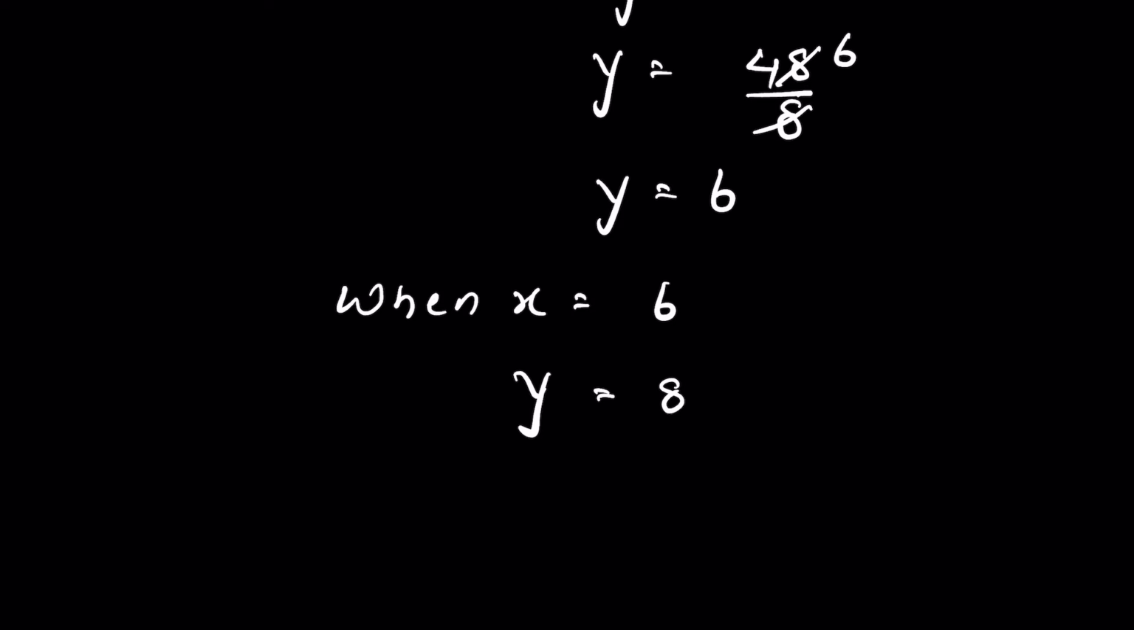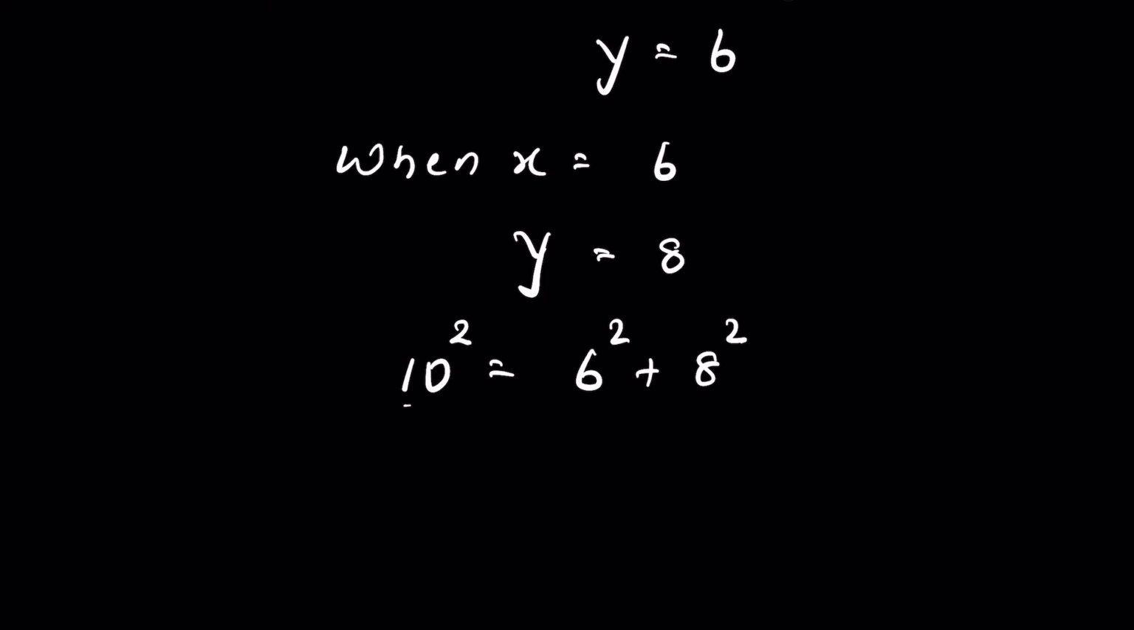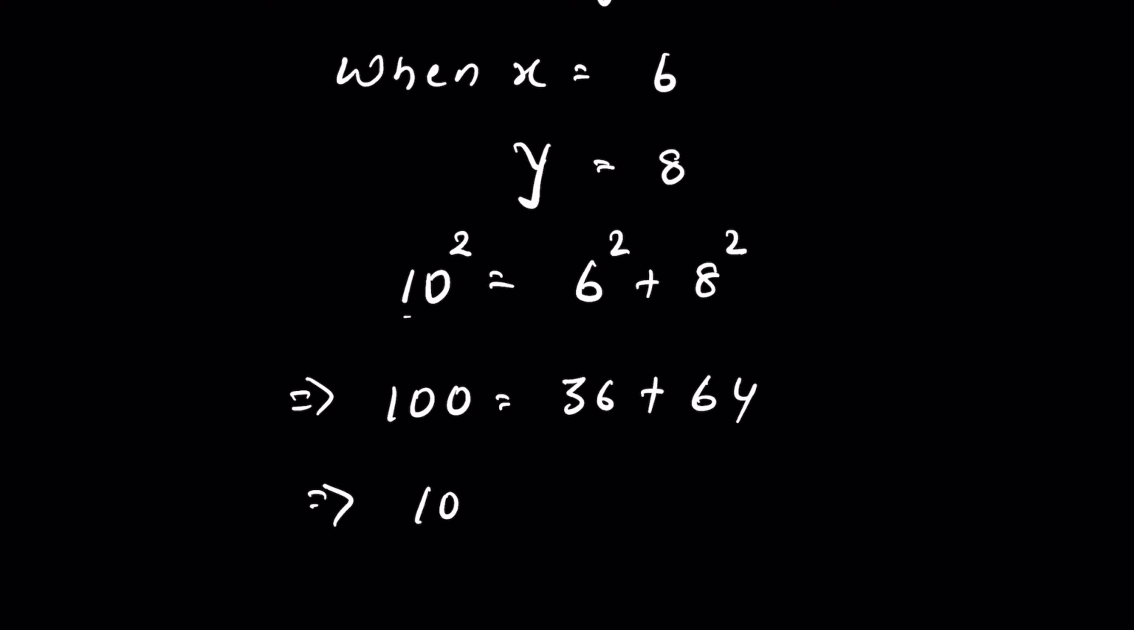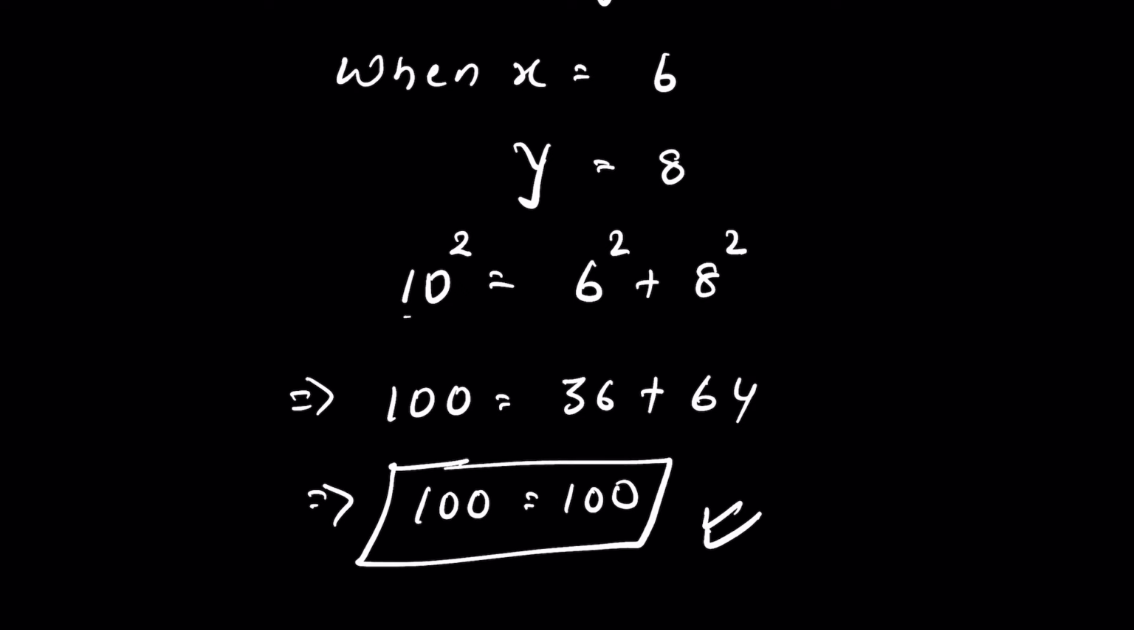We can verify. The diagonal given is 10 centimeter, or the hypotenuse of the right angle triangle is 10 centimeter. So, 10 square should be equal to 6 square plus 8 square, sum of the squares of the other two sides of the right angle triangle. 10 square is 100, 6 square is 36 and 8 square is 64. 100 is equal to 100, LHS is equal to RHS. Answer is verified.